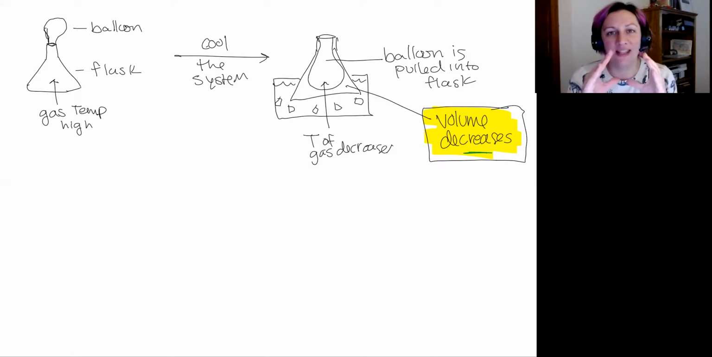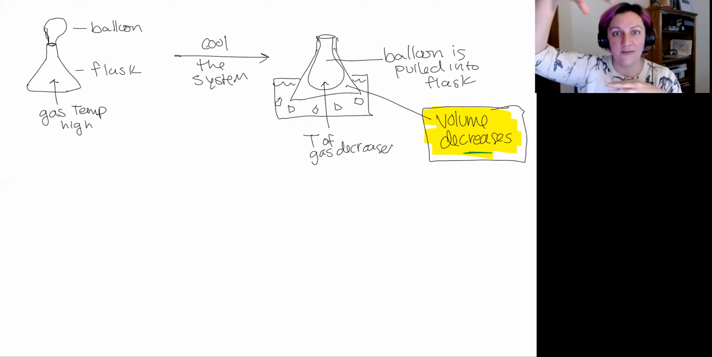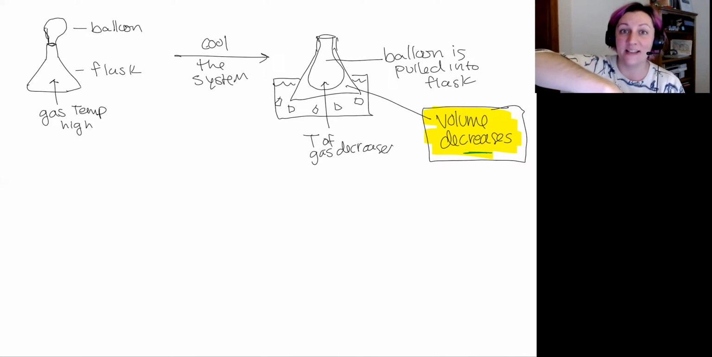The volume of the gas inside the flask has reduced itself with temperature. That creates like a little vacuum that pulls that balloon in to occupy that space. So it's like the atmosphere, and this is all at the same pressure, right? So the atmospheric gas is filling that balloon into the flask as the volume decreases.